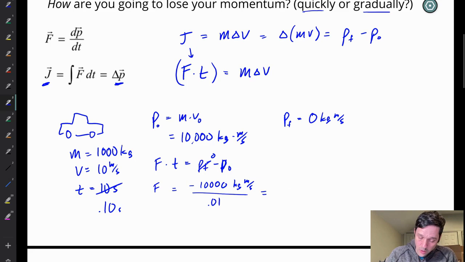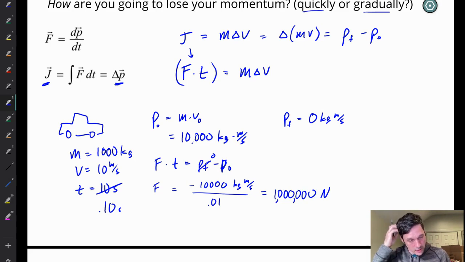10,000 divided by 0.01, that's going to be, what was that? 2 decimal places. That is going to be 1,000,000 newtons. And so we can see one aspect of how this concept of impulse is useful. It will allow us to determine something about the force that's exerted on an object if we know something about how long that force is applied.